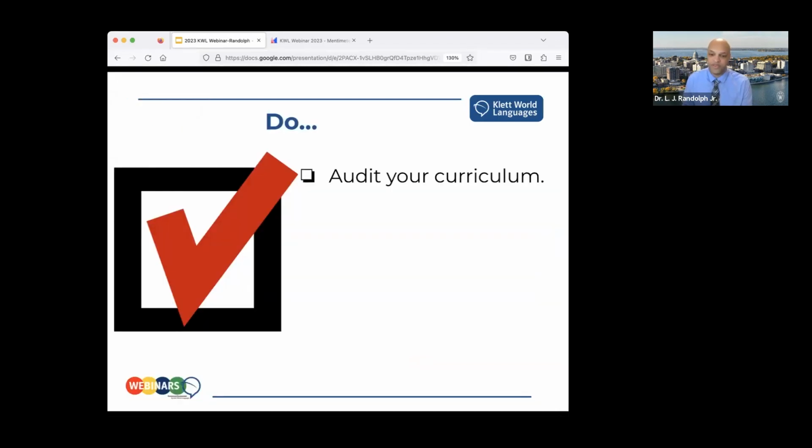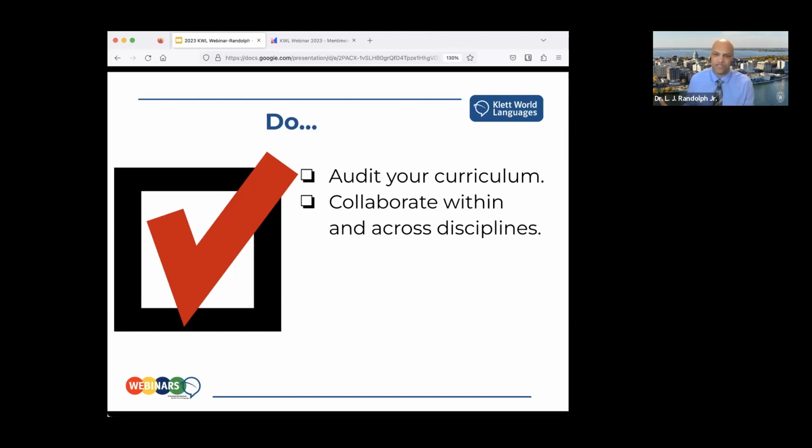The first do that I have here is do conduct an audit of your curriculum. Think about whose voices, perspectives, histories, cultures, and experiences are underrepresented, overrepresented, not represented at all, et cetera. This might bring light to some possible points of entry for more social justice oriented outcomes. Do collaborate within and across languages and disciplines. Collaborate in person and virtually. This is especially important for those instructors who may be the only educator at their school or district who teaches a particular language.